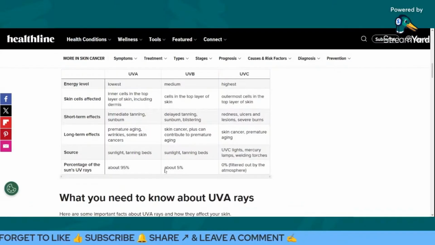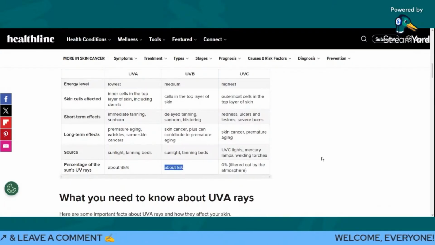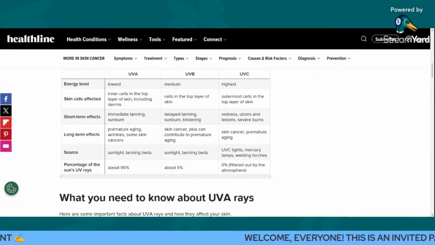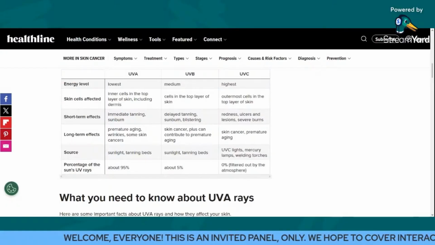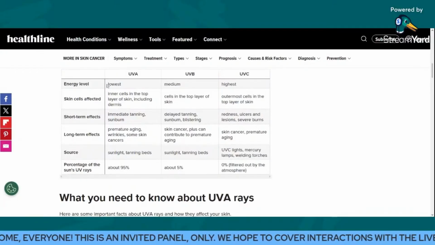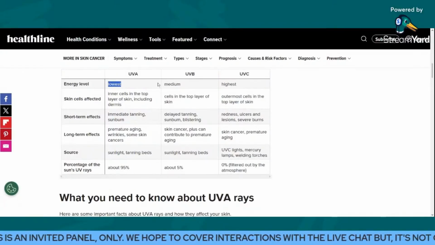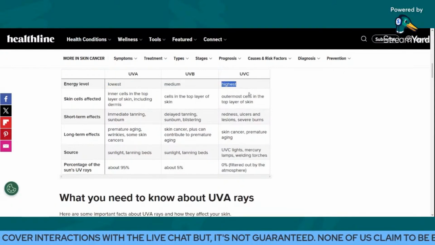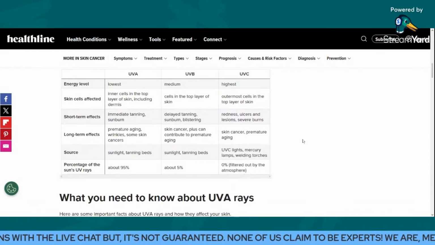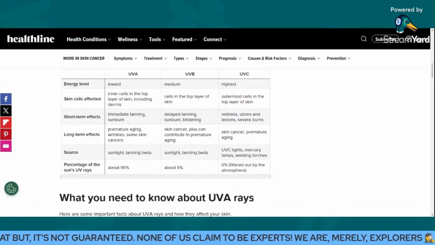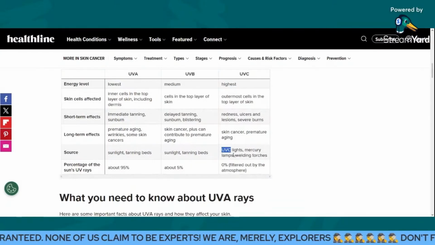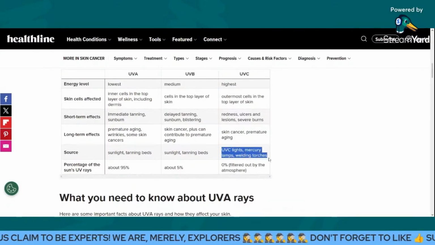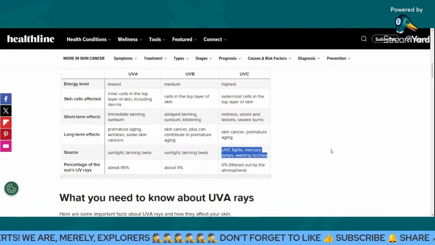And UVB doesn't seem to be very nice. It causes all these kinds of problems: skin cancer, sunburn, blistering. Well, it can. It's not saying it's guaranteed, but there's more chance of it than with UVA, because UVA is low level energy. UVB is medium. UVC is the most dangerous. And on Earth, we only have UVC because of UVC lights, mercury lamps, and welding torches. It doesn't actually reach us from the sun.